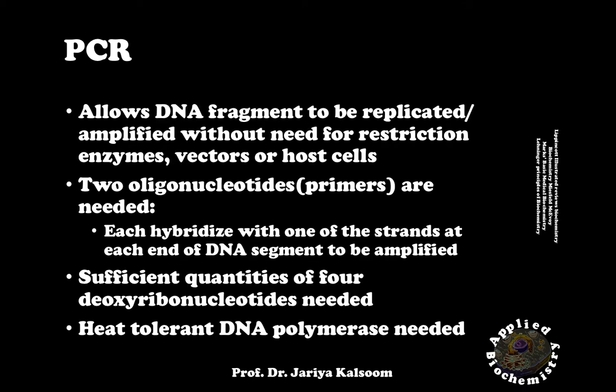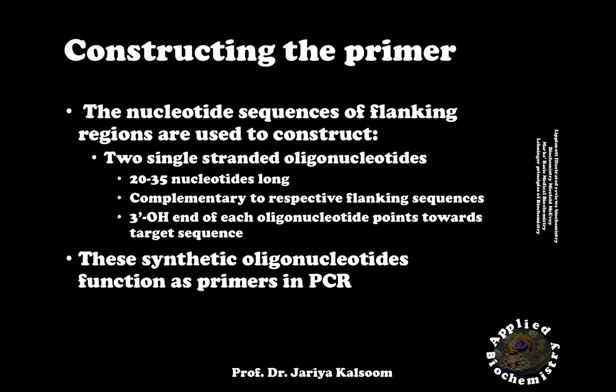To perform PCR, it is necessary to know the nucleotide sequence of the target DNA or the nucleotide sequence of short segments on each side of the target DNA. These stretches are called the flanking sequences, which bracket the DNA sequence of interest. Along with that, 2 oligonucleotide primers are required, as well as sufficient quantities of deoxyribonucleotides, along with heat-stable DNA polymerases. The primers are constructed as 2 single-stranded oligonucleotides, 20 to 35 nucleotides long, which are complementary to the respective flanking sequences. The 3' OH end of each oligonucleotide points towards the target sequence.